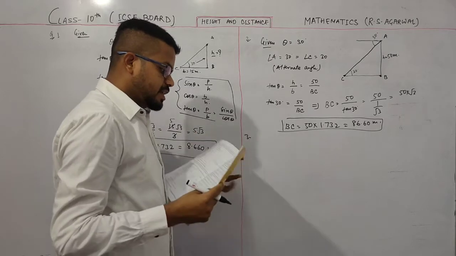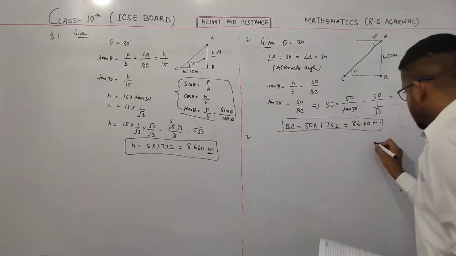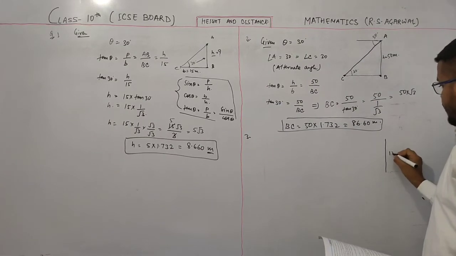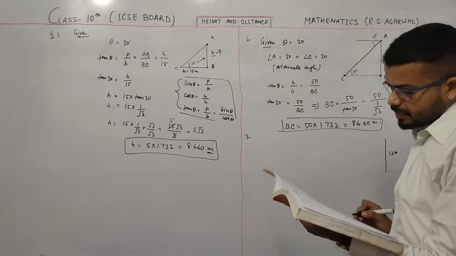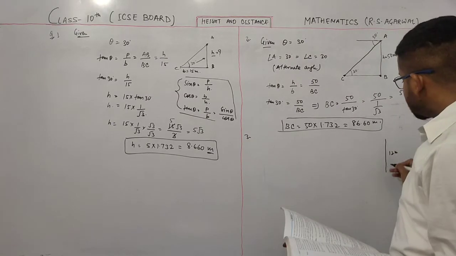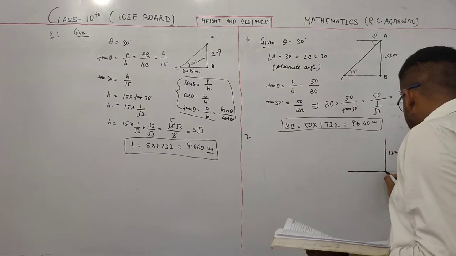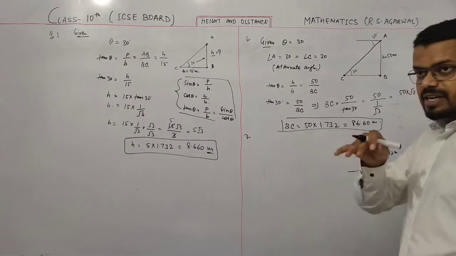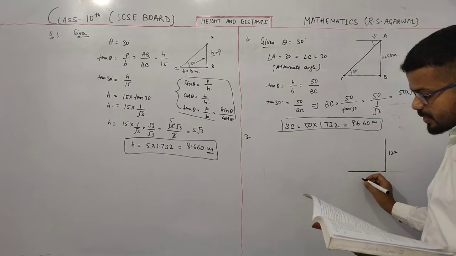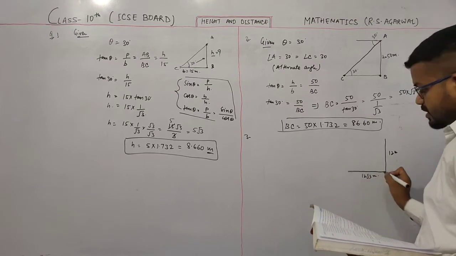Question number 3 is, a vertical pole is 12 meter high. This is the vertical pole, 12 meter high, and the length of its shadow is, so here the shadow is always made on the ground. So this is the shadow, and the length of the shadow is 12 root 3 meter.